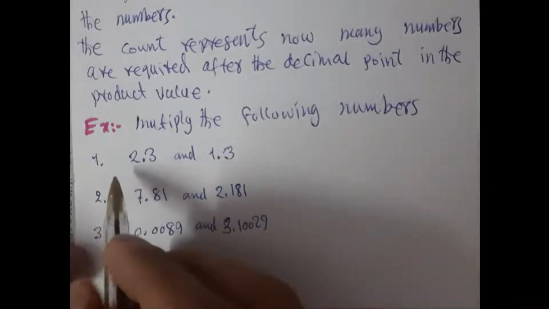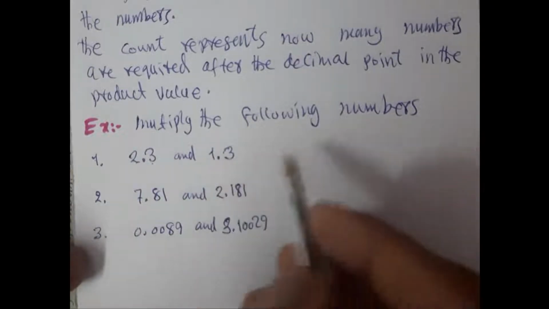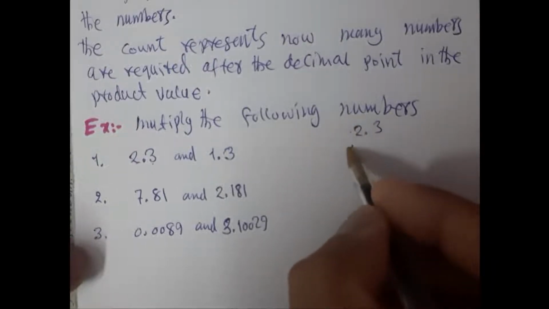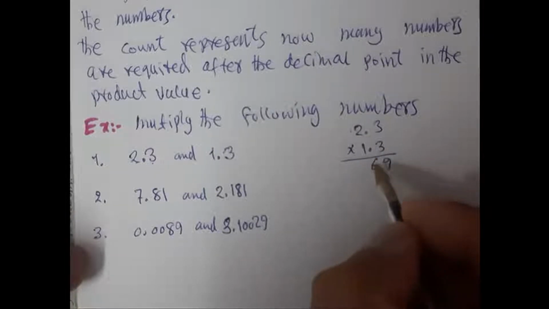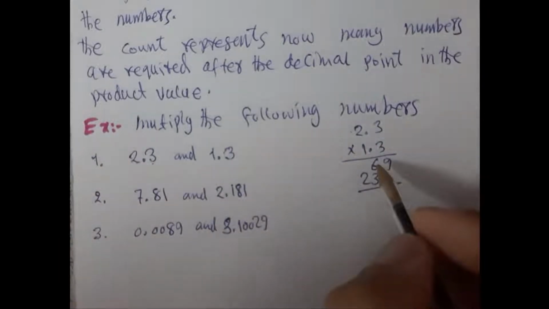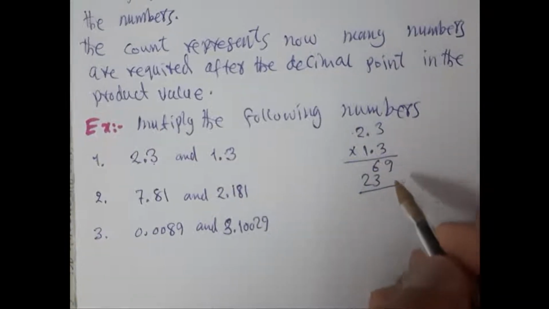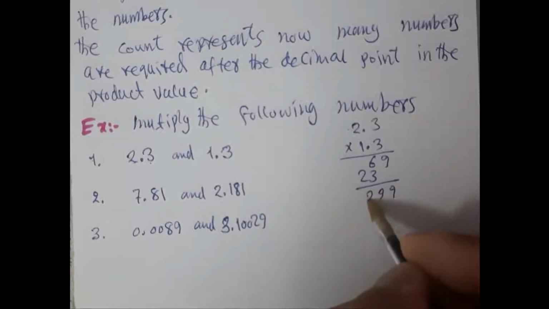We want to solve this example: 2.3 and 1.3. We want to multiply these two numbers. First, 2.3 multiplied by 1.3. 3 times 3 is 9. 3 times 2 is 6. 1 times 3 is 3. 1 times 2 is 2. Actually, we multiply these two numbers without the decimal point. 9, 6 plus 3 is 9, 2.